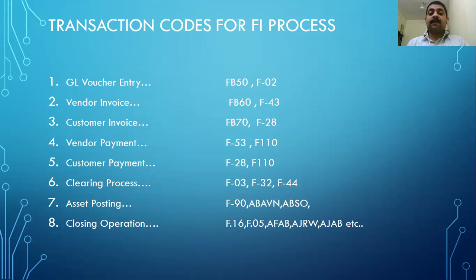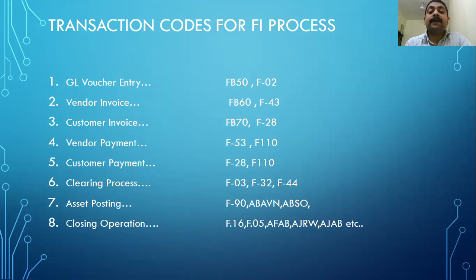There are some transaction codes for the FI process. After the master data session, we have come to the process part. The first process is the GL voucher entry. This is the same as the voucher entry which is done for ledgers in Tally and other ERP. Here there are two separate transaction codes for GL voucher entry, FB50 and F-02.